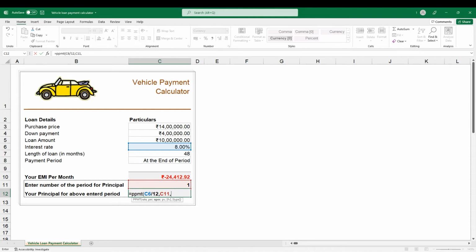Then number of periods. This is the number of periods for completely paying back the loan. In our example, it is 48 months. Present value. This is the loan amount. In our example, this is 10 lakh since Mr. XYZ already paid 4 lakhs as down payment.